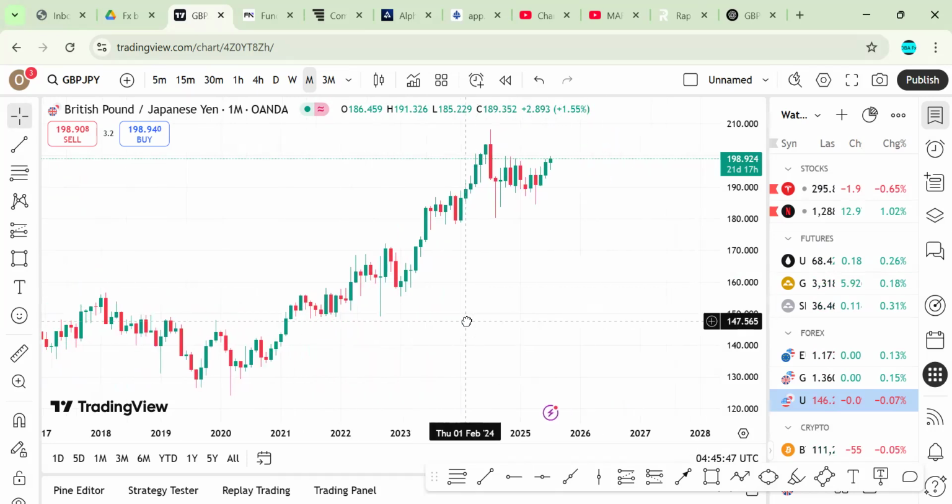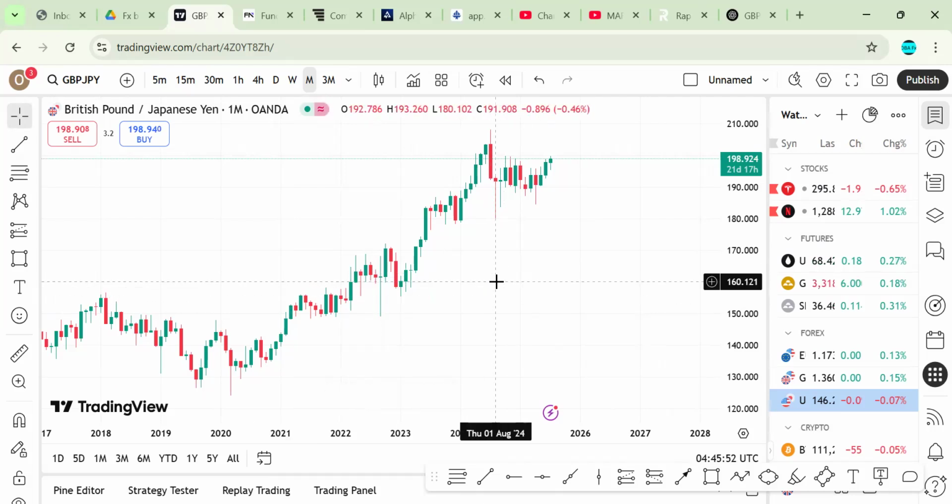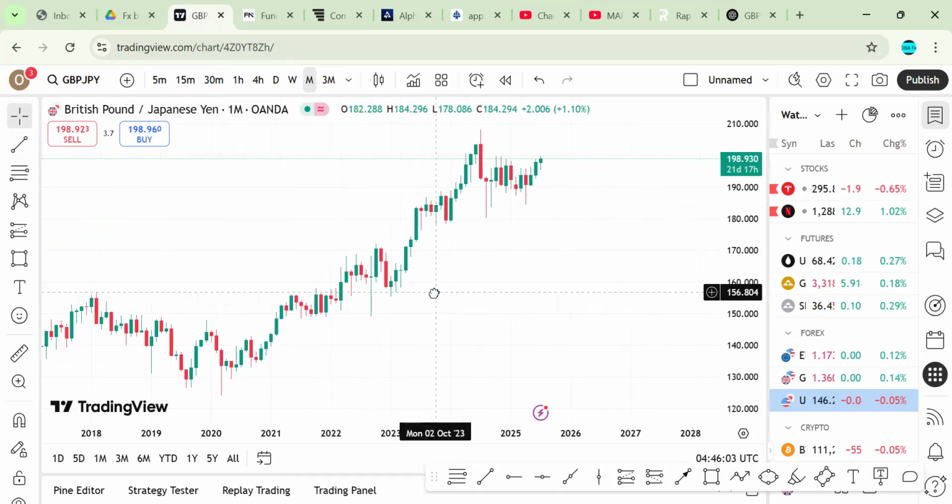So what has it been doing all this while? Just like I said, we do top-down analysis. Top-down analysis simply means we start from the higher time frame and then we walk down to the lower time frame while looking at the market.